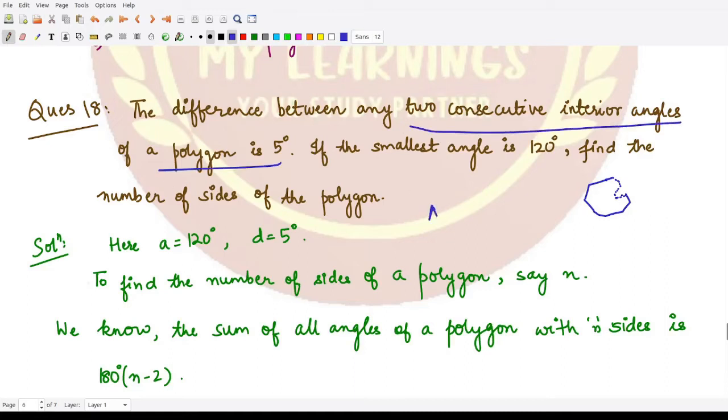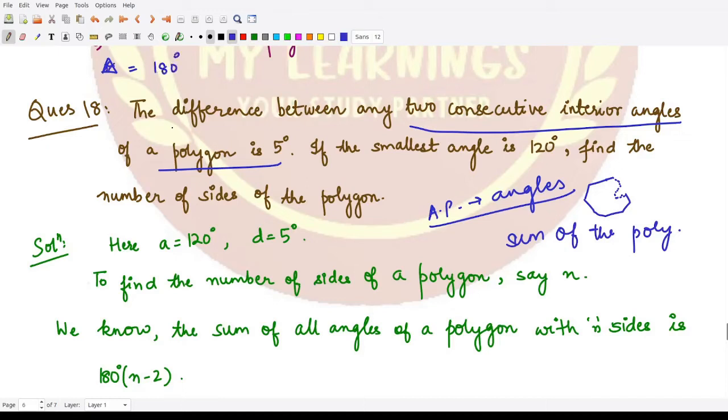So our AP would be on the interior angles of a polygon. For this we should know the sum of the angles of a polygon. If you remember, whenever you have a triangle with 3 sides, the sum of all the angles in this triangle is 180 degrees. When you have a quadrilateral, the sum of all the angles is 360 degrees. When you have a pentagon with 5 sides, the sum of all the angles is 540 degrees, and so on.